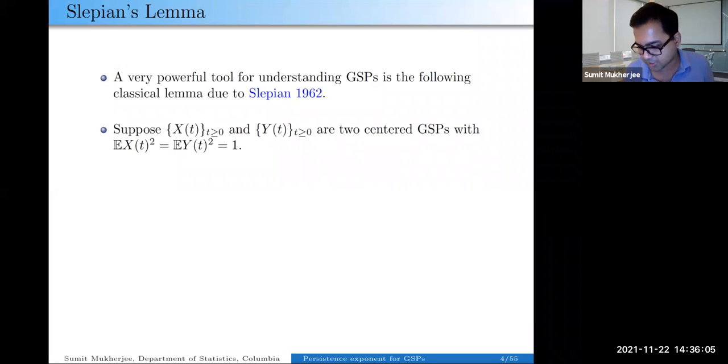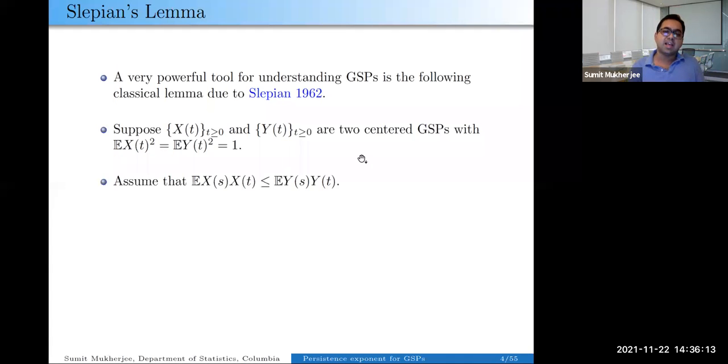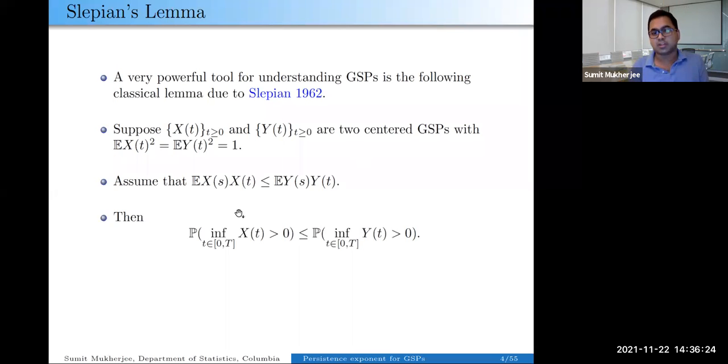I'm just going to state it in the context of Gaussian stationary processes. They are centered, meaning mean 0, variance 1. Also, you assume that the correlations are ordered, so the correlations of y are point by point larger than the correlations of x. Then the probability that x persists is less than or equal to the probability that y persists. So the process with higher correlations is also the process with higher persistence.